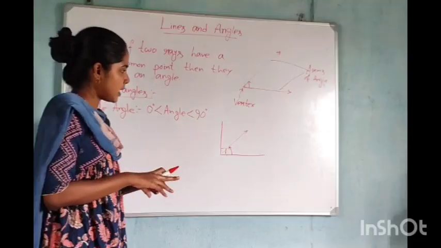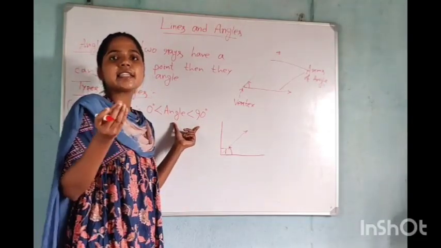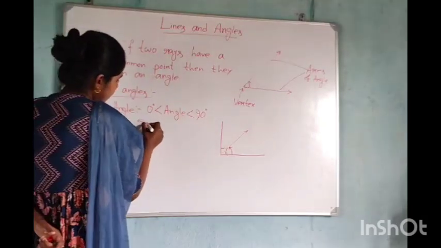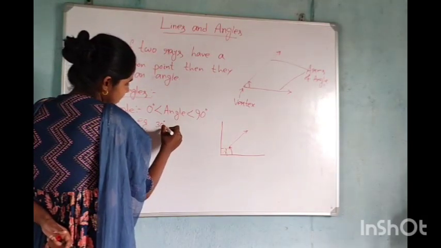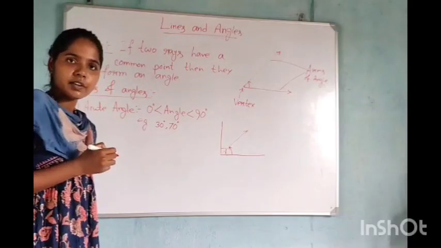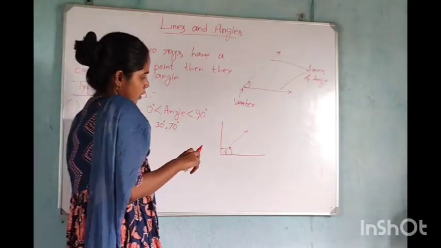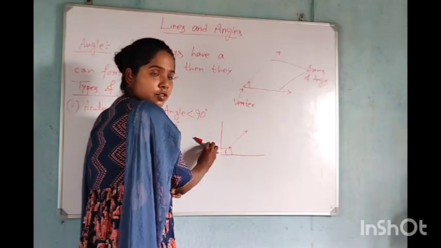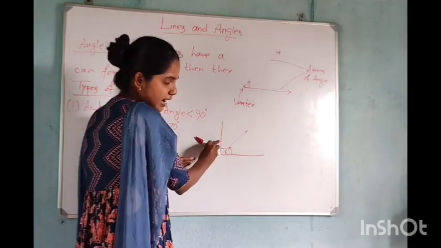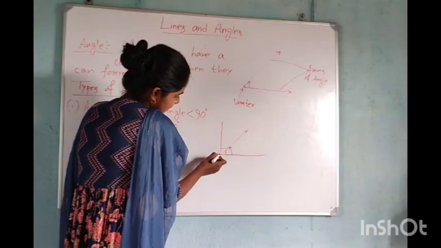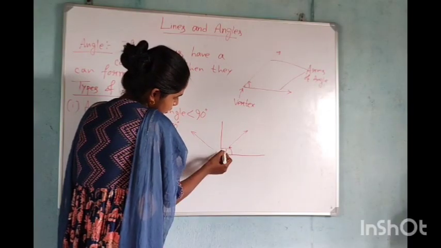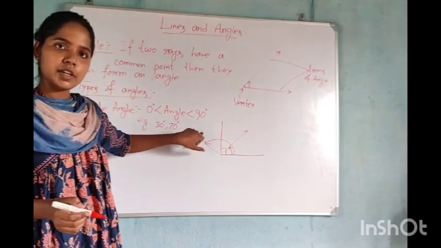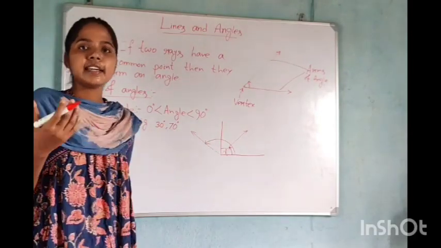Now acute angle means 30 degree, 60 degree, 70 degree, they are acute angles. For example, 30 degree, 70 degree, they are acute angles. Okay? Now, if the angle is like this, that means it is greater than 90 degree. If the angle is like this, that means the angle is greater than 90 degree.